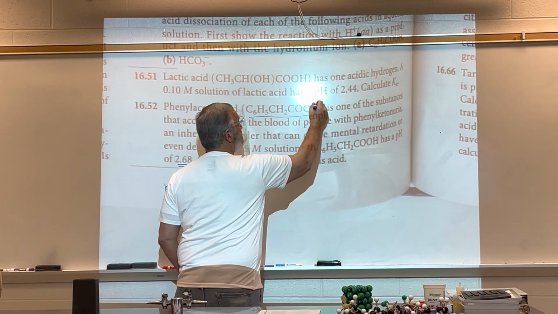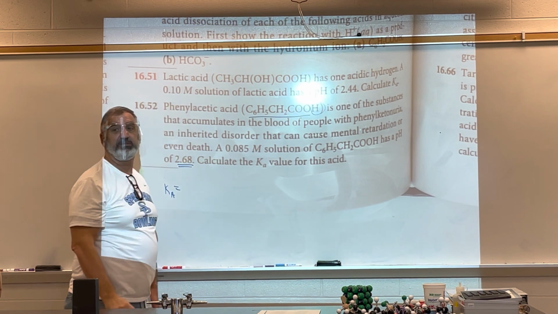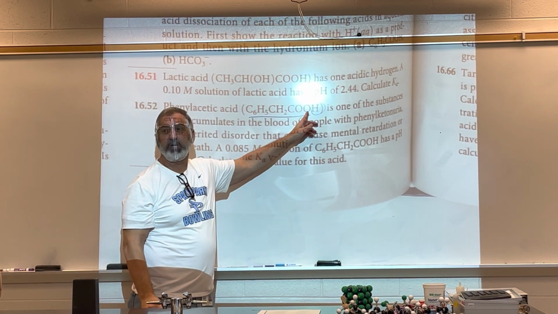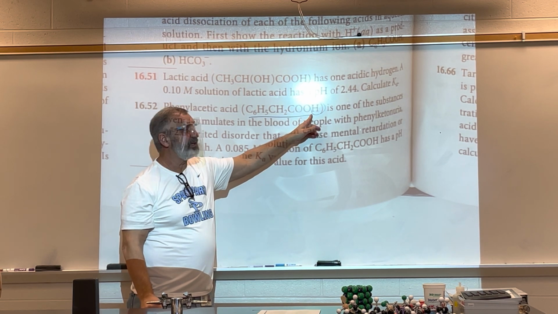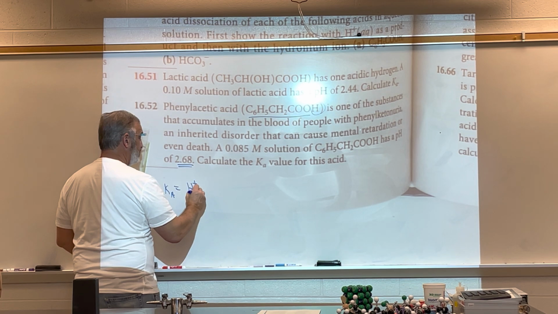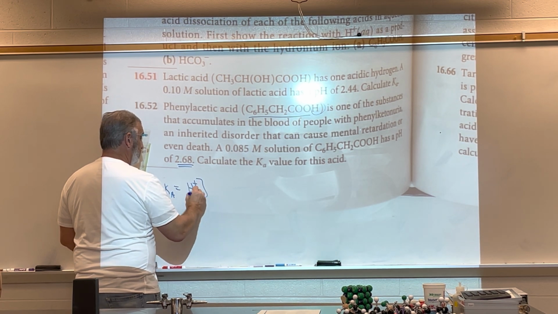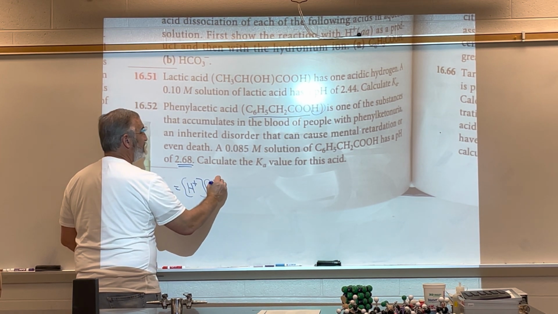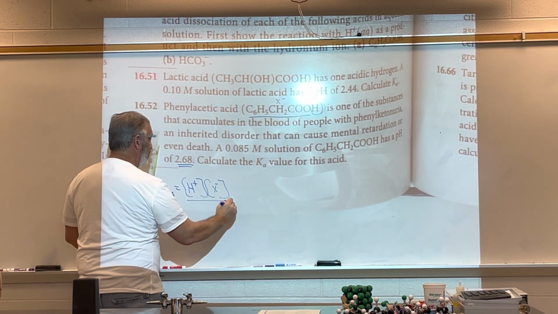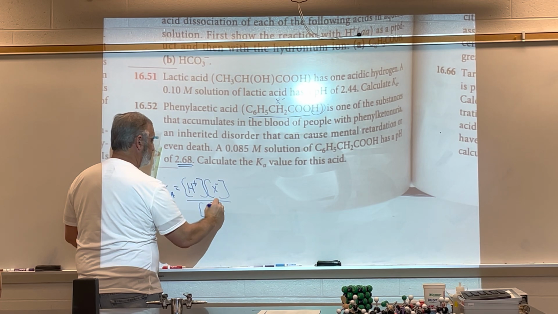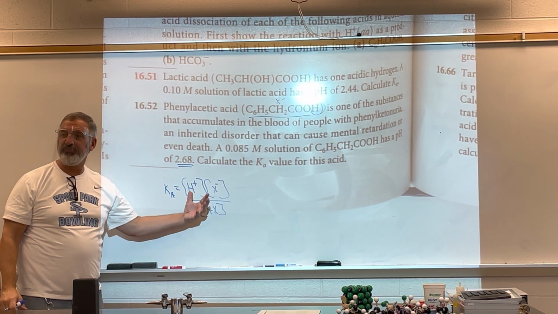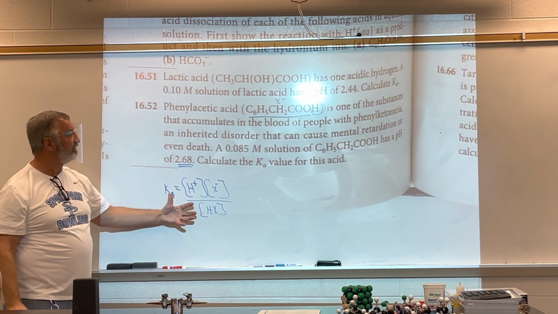So Ka. Now, y'all, I don't want to write all that out. I do know that this is the H that's ionizable. It's the one that's separated out. It's the COOH, that carboxylic acid. Okay? So I'm just going to say HX. So it's going to be H plus times X minus, all over HX, because it doesn't matter what that anion is.